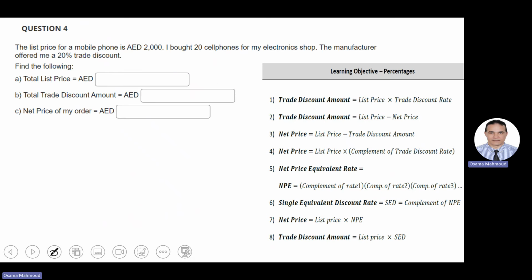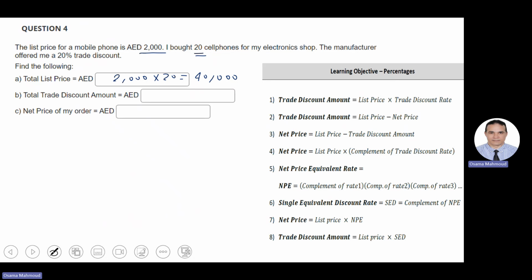Now, I go for this question. Total list price. Total list price, because he has 2,000 for each cell phone, but he has 20 of the cell phones. So I have to multiply the 2,000 by the number of cell phones to have the total amount, which is 40,000.